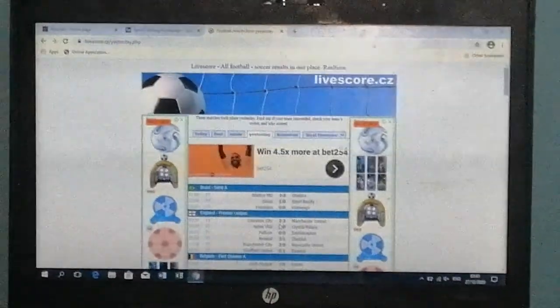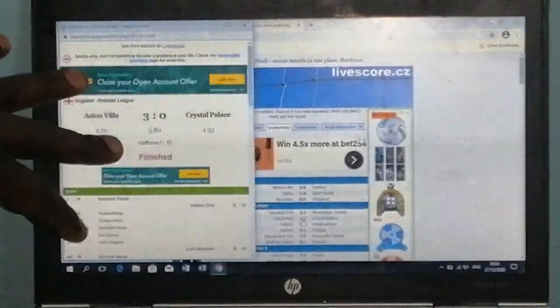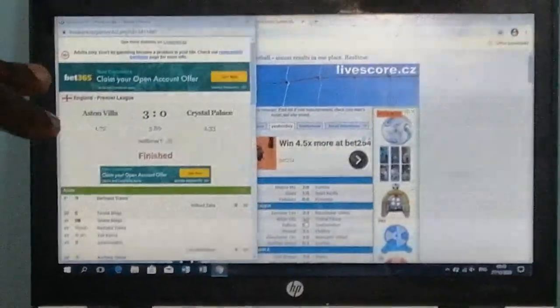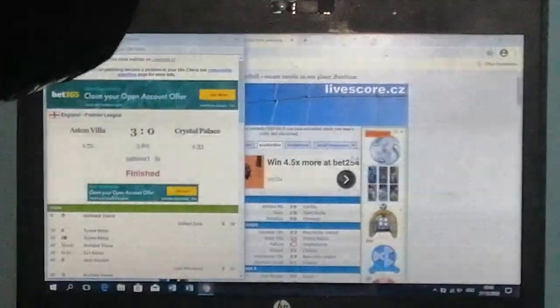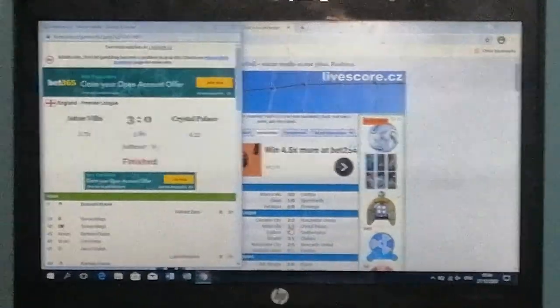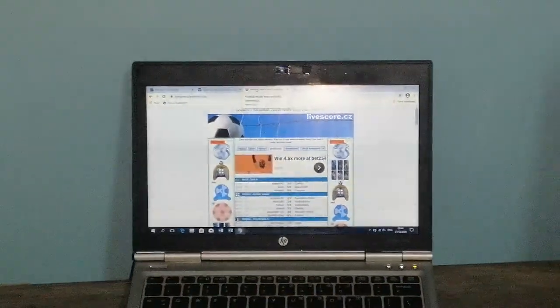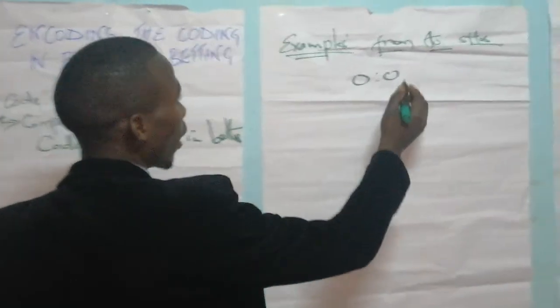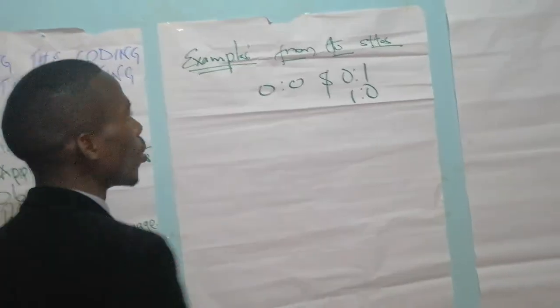There was Aston Villa versus Crystal Palace. Halftime, the game ended 1-0. In the second half, the game ended 2 goals. So that was under 0-1. It was an imbalance. With that short demonstration, I believe you can understand what I mean by 2 types of results. That is 0-0 and 0-1. Alternatively 1-0.